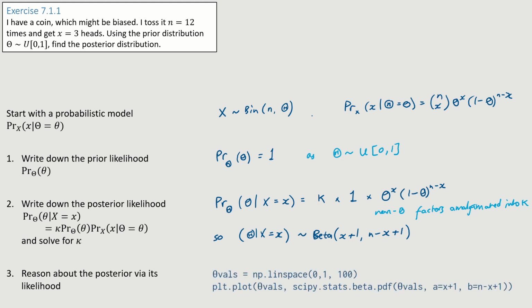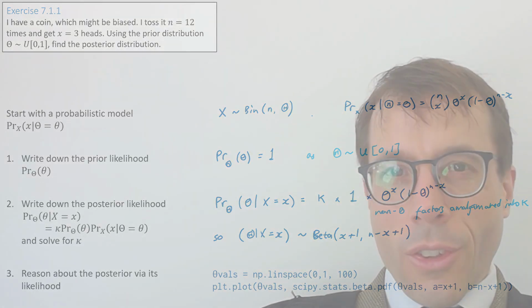Finally, report the posterior however we like. We could just stop here and say it's a beta random variable, or we could plot the likelihood function. It's a standard random variable, and so we can find its PDF in the standard library, scipy.stats. Good. This is basically all there is to Bayesian inference.